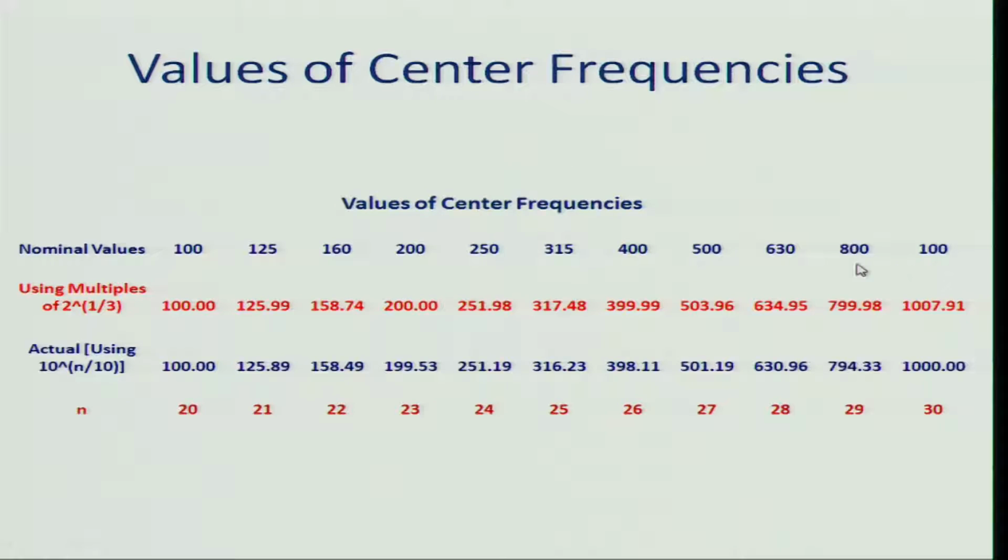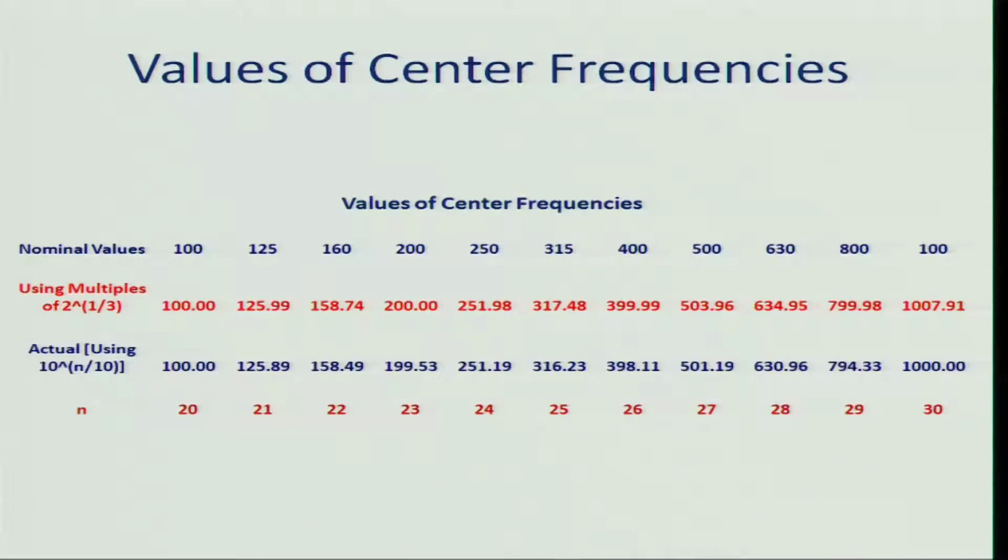So what does that mean? That every time n goes up by a factor of 10, I move up 1 decade, right? Here n is 20, here n is 30. So n has gone up by a factor of 10 and I have gone up by 1 decade of frequencies. Okay.